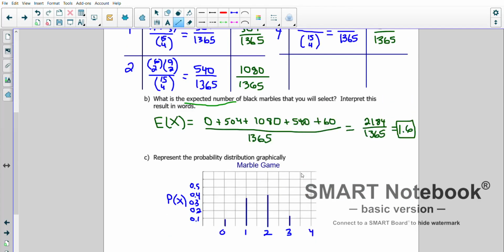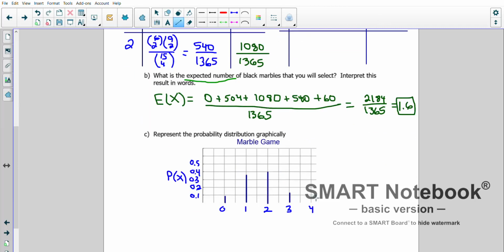And then lastly, this is about 1%. So very unlikely you're gonna get all 4 black marbles. Oops. Did not get my line there. Try that again. No, just won't do it. Alright, draw a little line here, then I'll bring it over.